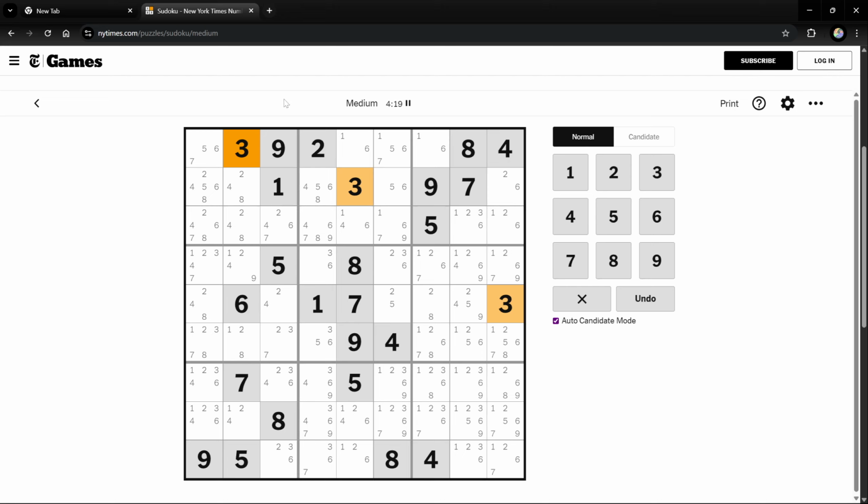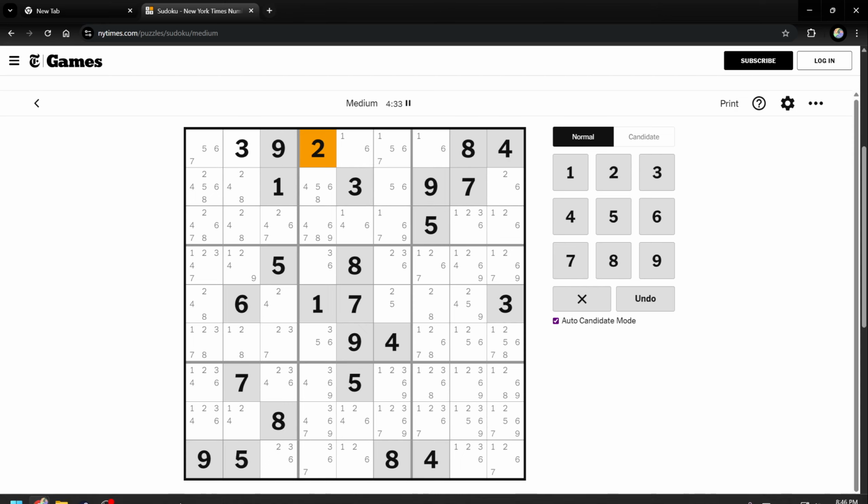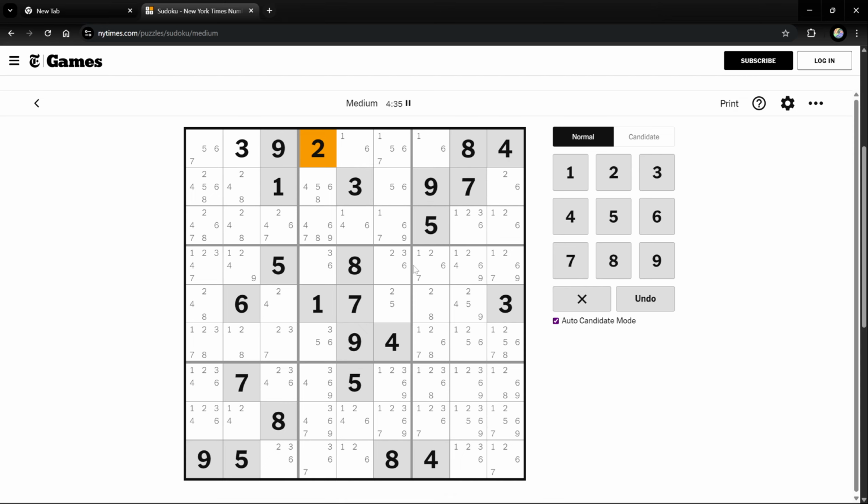Okay, there's only one here, so it's 3. And the other thing we can look for is if a number only appears once in the line or the box. Let's see if I can find one.